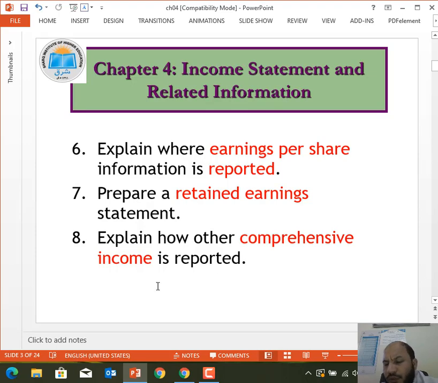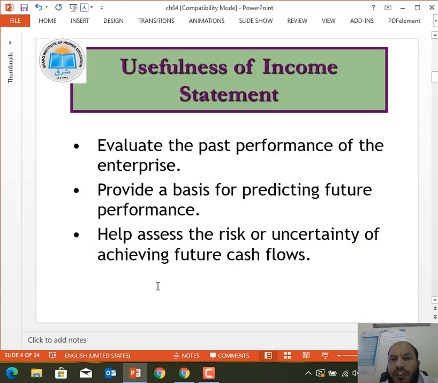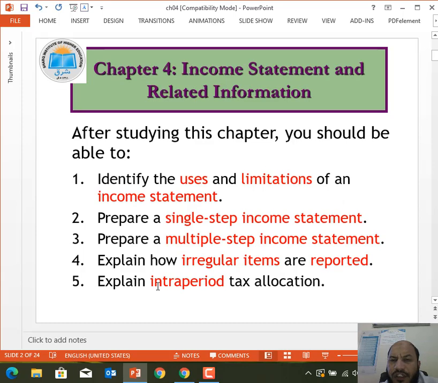So all of these were the objectives of the chapter. So I hope that you have understood the objectives, and all of these are the practical usage of accounting.